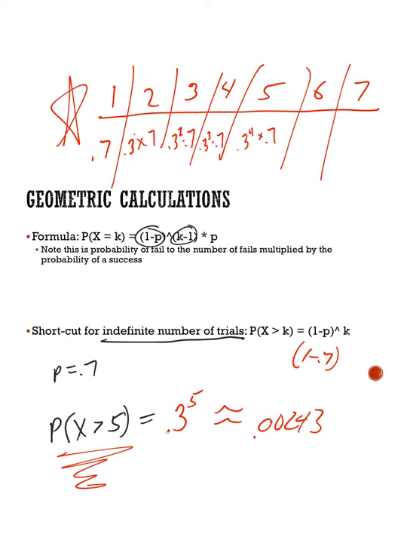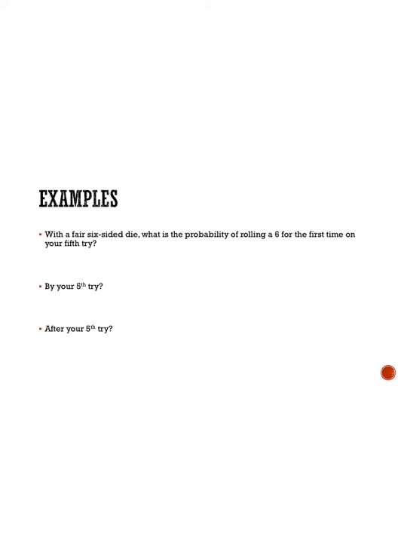But the formula in general, again, is chance of a fail to the number of fails, and then times the chance of a success at the end. There'll always only be one 0.7 in this example, because we only have 1 success and then we're done and we move on. Okay, so examples here.